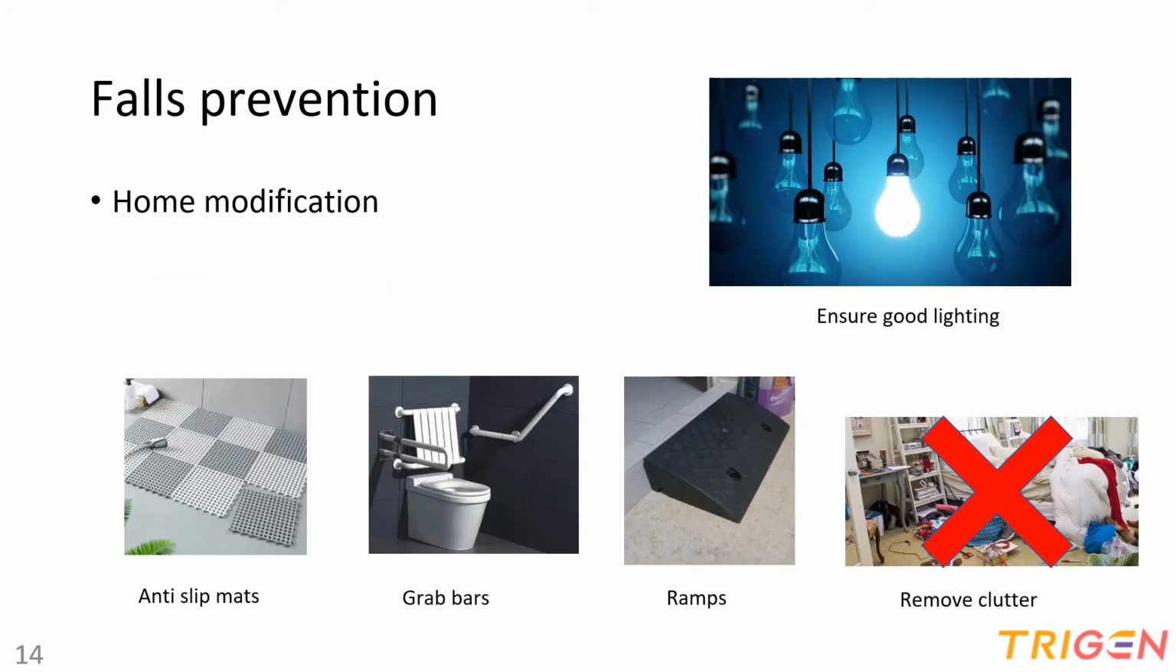We can also prevent falls by looking into the extrinsic factors that lead to falls. We can also look into home modification, for example, introducing anti-slip mats in areas with slippery floors such as the bathroom, introducing grab bars in the bathroom, ramps if there are any steps, removing clutter, and ensuring good lighting.